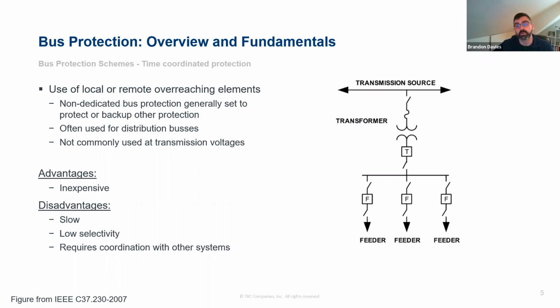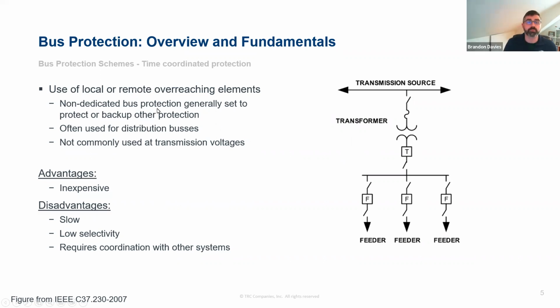On new installations, typically, utilities are investing in a more advanced and more costly bus protection scheme, even at those lower voltages. I've started to see a trend where utilities are putting a dedicated bus relay even at the distribution voltage levels. So you don't typically see this type of protection at transmission substations anymore. At that point, they're definitely investing in a more robust bus protection package.